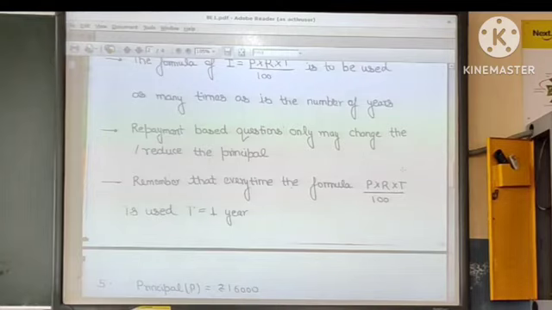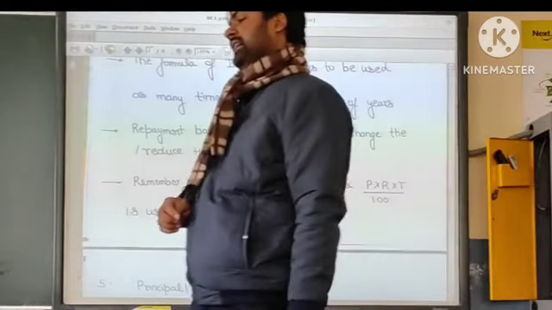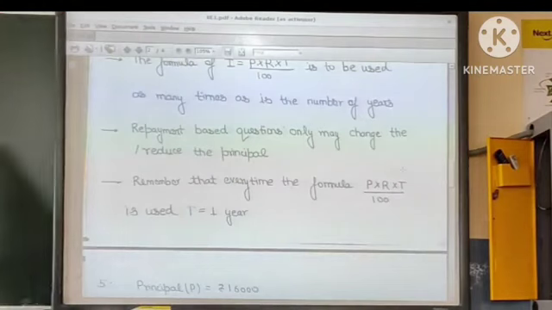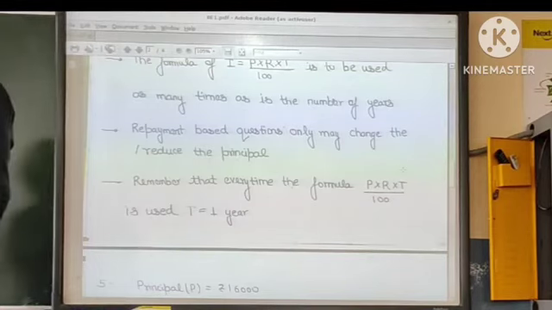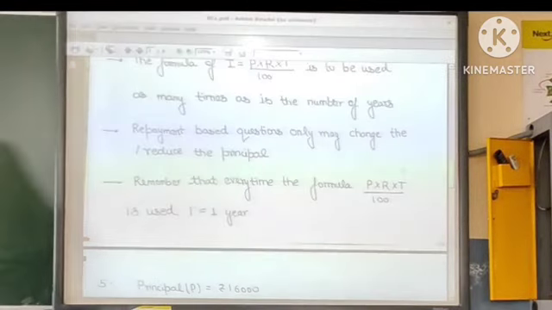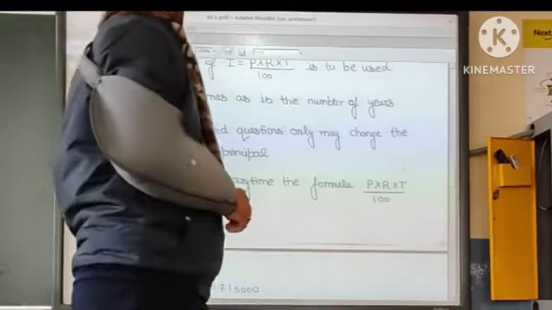Then, taking up the next question, question number 5. What is question number 5? Question number 5 says, calculate the amount and compound interest when rupees 16,000 is invested for 3 years at the rate of 5%. Okay, let us see.